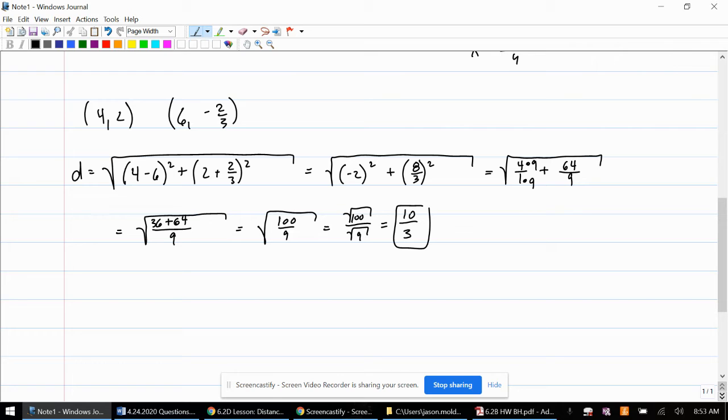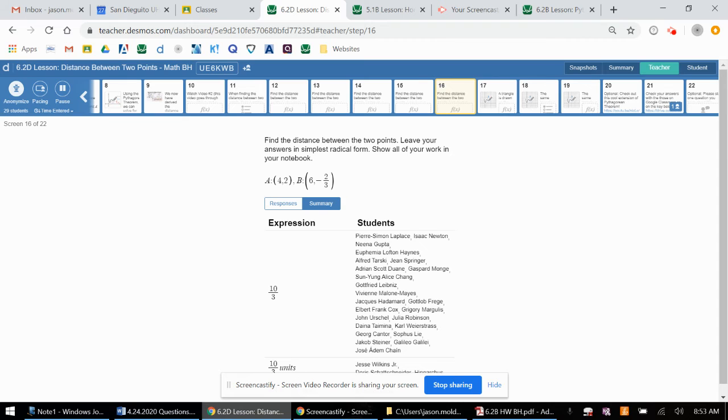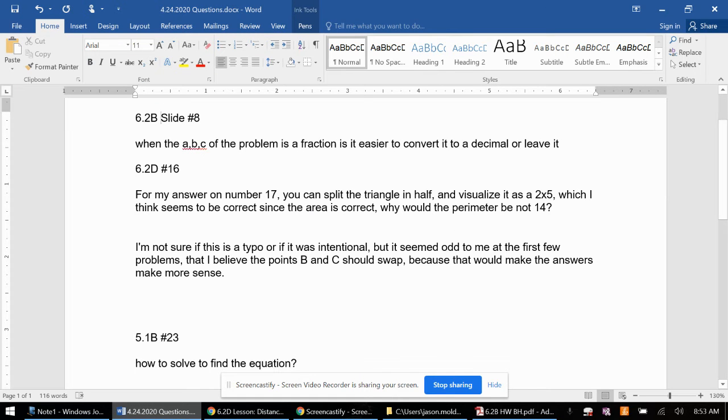So you can see how I kept that as fractions. I apologize for that error right in the beginning there, but I did catch it. It was 2 minus negative 2/3, so 2 plus 2/3. Let's see if that's what most people got. Cool. Let's go to some of these other questions and maybe clear out some of them. I answered these.